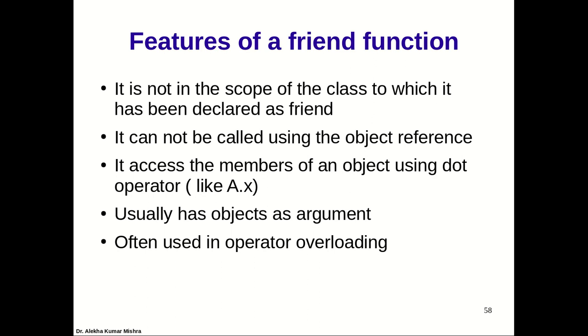Usually they take an object as an argument, because they are friend functions outside of this class. They are going to operate on, and are allowed to access, the private data members of this class. So generally they accept an object of this class as an argument. We'll see that the often use of this is in operator overloading, our next session. There you will actually see the use of friend functions.